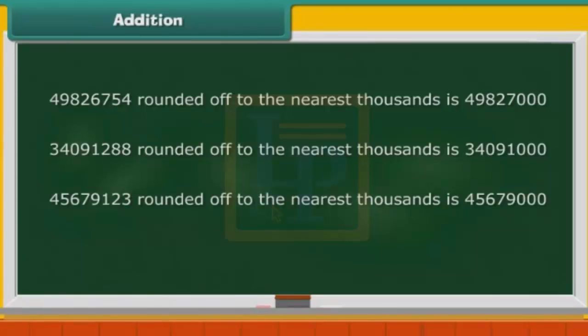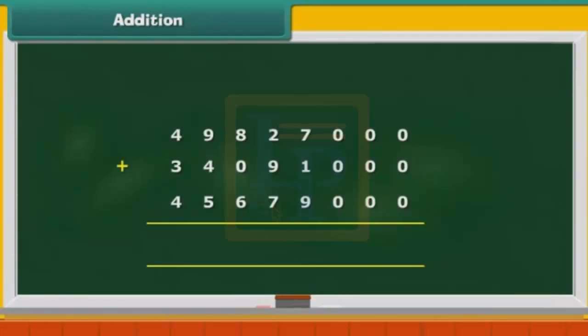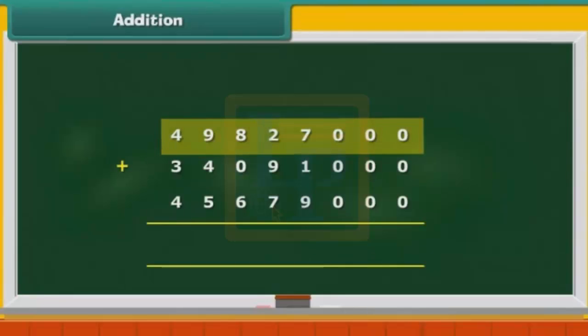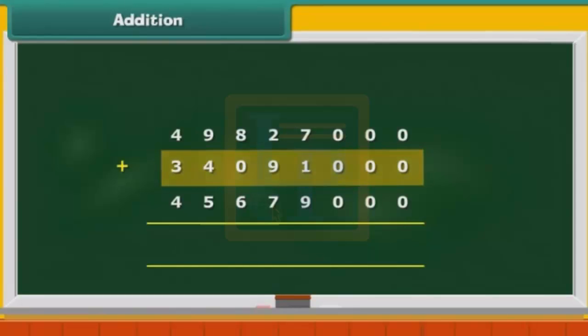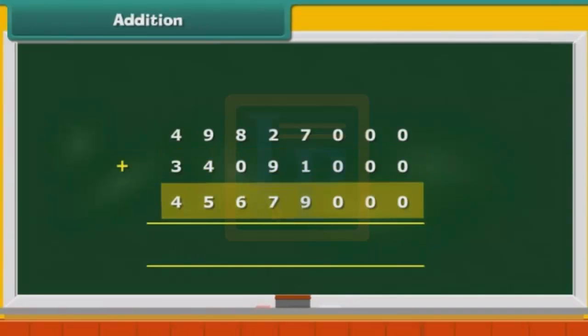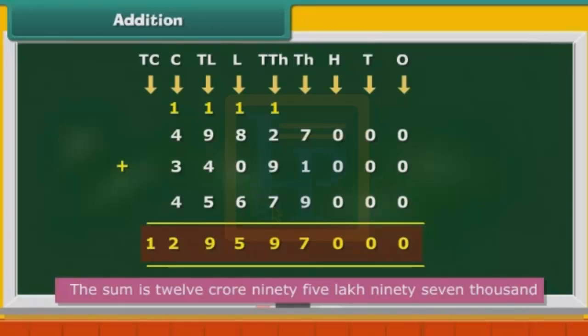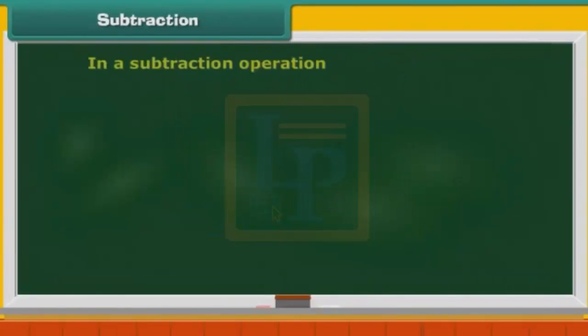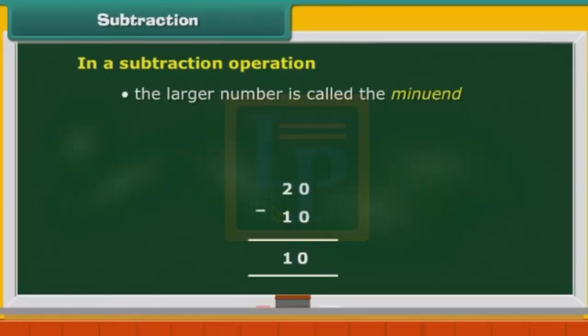34091288 rounded off to the nearest thousands is 34091000. 45679123 rounded off to the nearest thousands is 45679000. Now add 49827000, 34091000 and 45679000. The sum is 129597000. Subtraction. In a subtraction operation, the larger number is called the minuend.